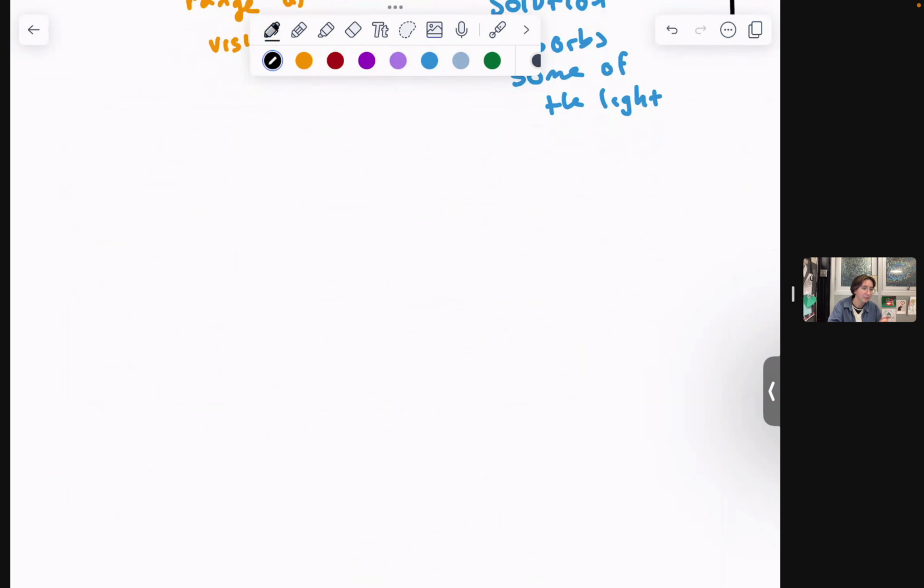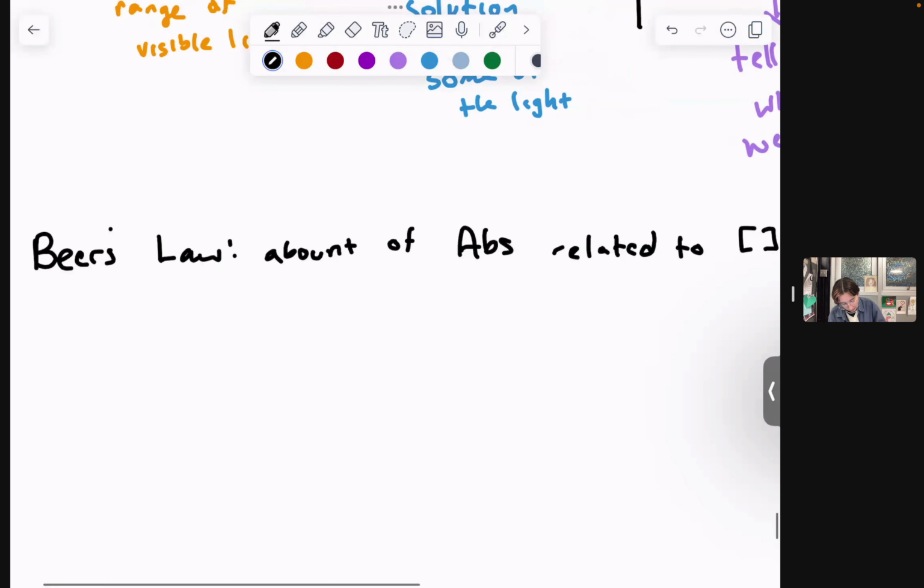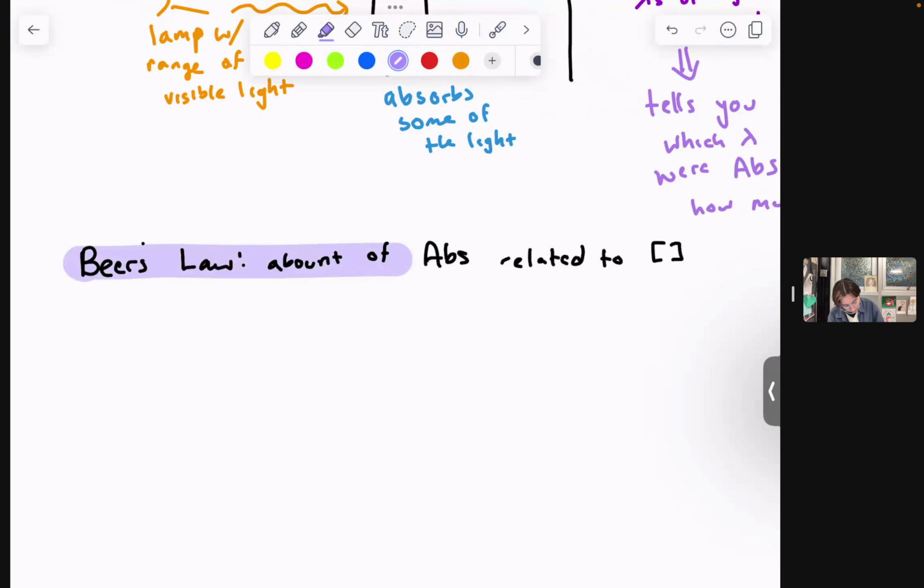So what the heck is Beer's law? Beer's law is one of the ways we deal with this data. Beer's law just tells us that the amount of energy that gets absorbed, like the intensity, like how many of those photons are actually getting absorbed by the sample, is related to the concentration of the sample. So that's all it is. And we have a simple, cool equation to help us with that.